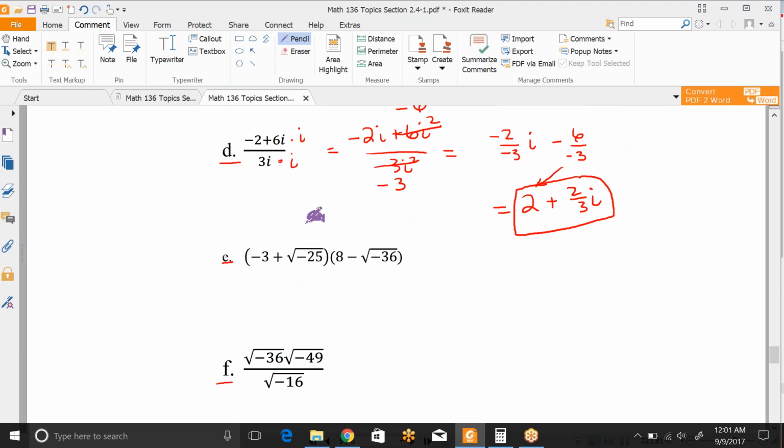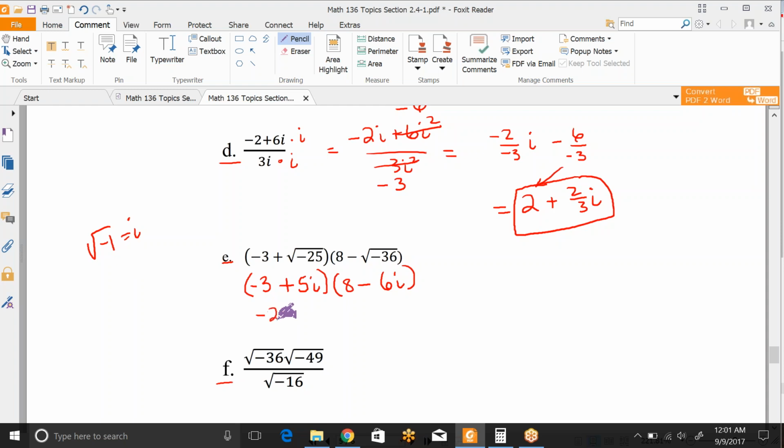For E, you do not want to distribute yet because you have these negatives under your square roots. We're going to actually simplify this first by talking about reducing this. The negative underneath the radical becomes an i, because remember, square root of negative 1 is i. And then we can take the square root of 25. So this is going to actually be plus 5i. The i is standing for, remember, that square root of negative 1. Times 8 minus, and this would be 6i. So now we can distribute.